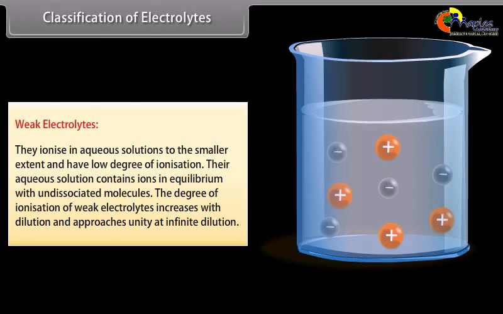Their aqueous solution contains ions in equilibrium with undissociated molecules. The degree of ionization of weak electrolytes increases with dilution and approaches unity at infinite dilution. For example, NH4OH and CH3COOH.